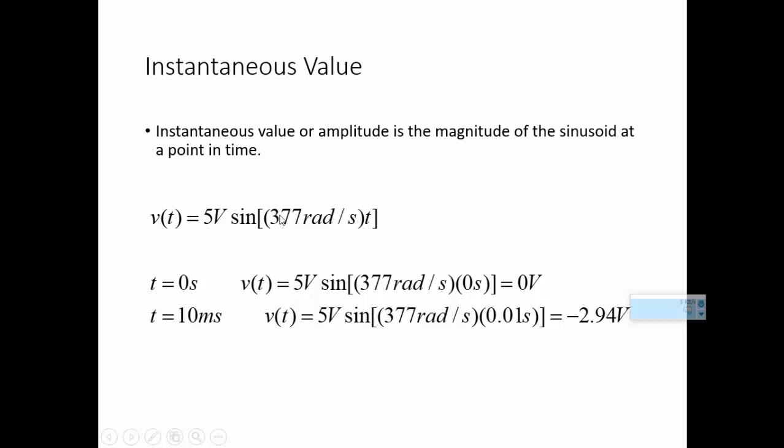This is a function of omega t, measured in rad per second. At time equals 0, we can replace t with 0, and the instantaneous value is 0. At time equals 10 milliseconds, you have to change that to seconds, and that gives you about minus 2.94. That's just the instantaneous value, or amplitude, the magnitude of the sinusoidal at a point.